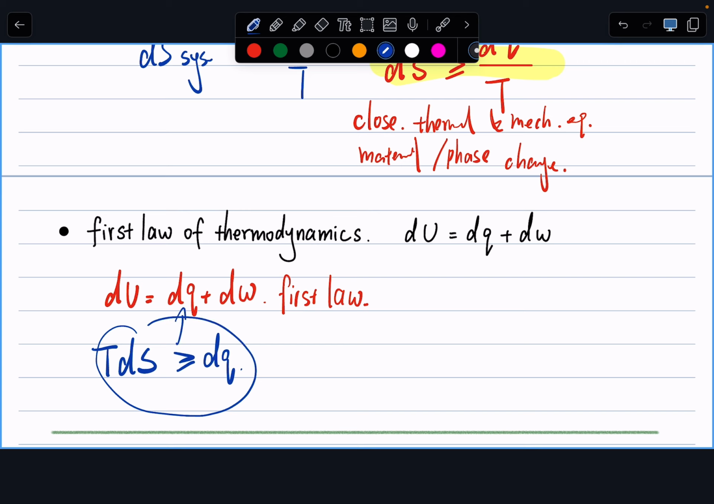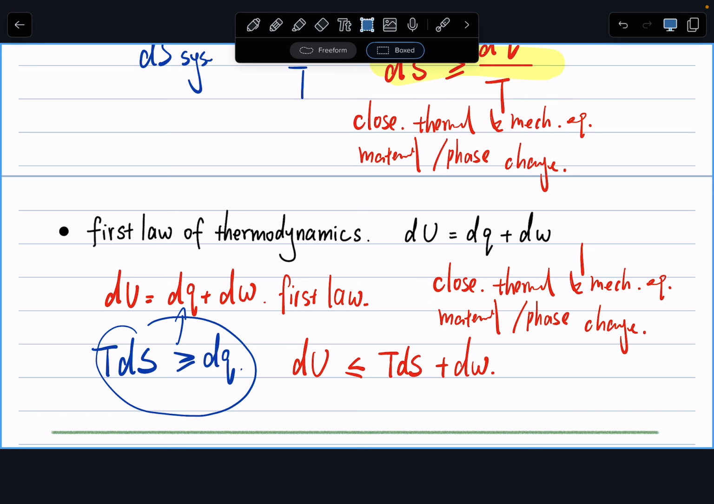Or the other way to put it, if I plug in this relationship into our first law of thermodynamics, then my first law becomes dU is going to be smaller than or equal to TdS plus dW. Again, closed system, thermal and mechanical equilibrium, material or phase change or reaction taking place. I'm going to leave that on the board because we will be using that to derive other things.